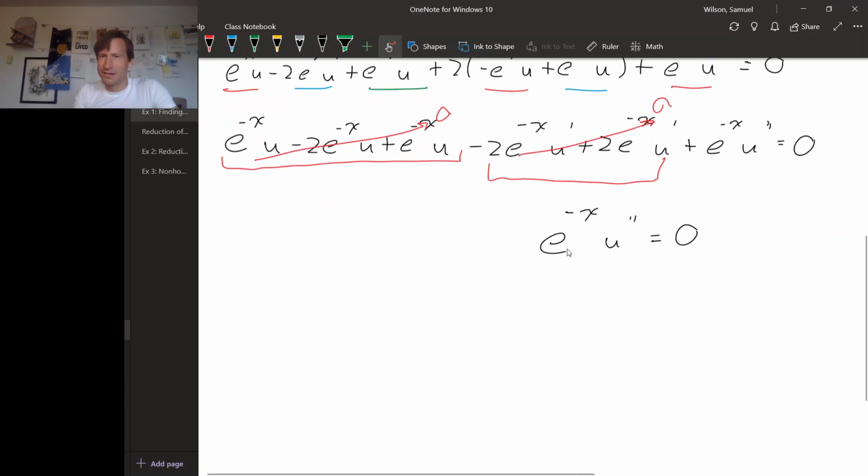Remember, what we were looking for was an equation that will tell us what u is. And this equation does tell us what u is because, look, we can divide both sides by e to the minus x. We get u double prime equals 0. It's safe to divide by e to the minus x because e to the minus x is never 0. And now we can take two integrals to find u. So integrate once, you get u prime as a constant. Integrate again, and we get that u is some constant times x plus some other constant.